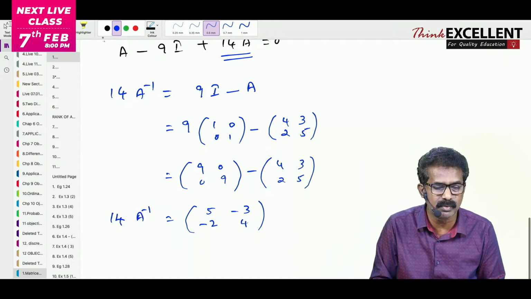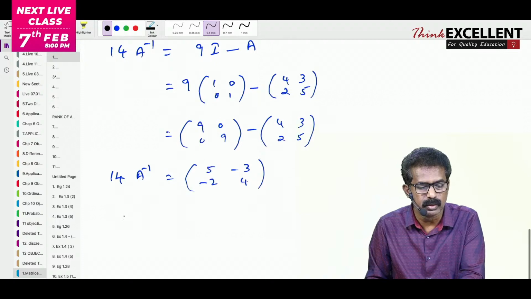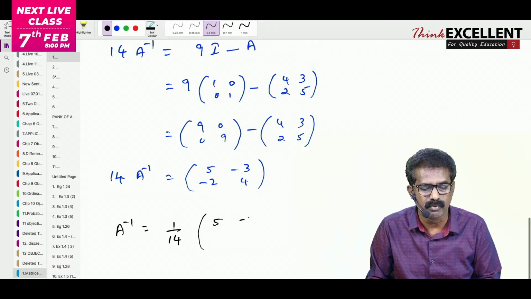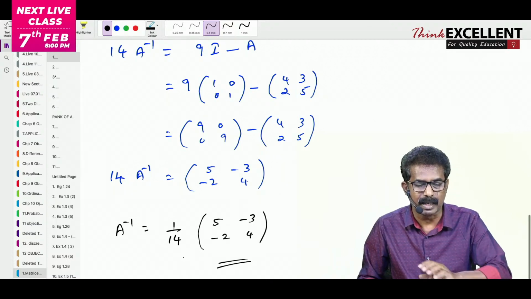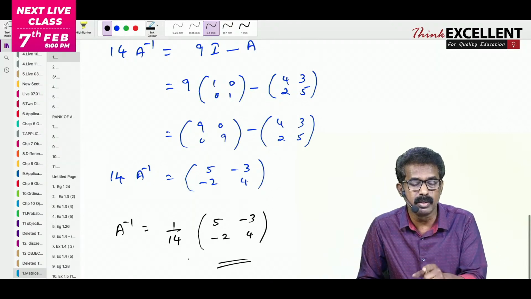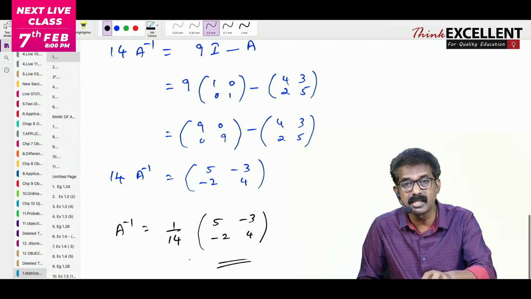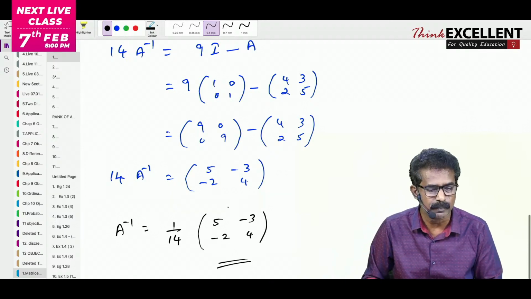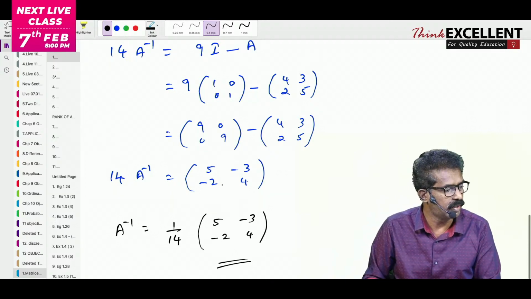This is 14 into A inverse. We need A inverse, so take that 14 to the denominator. A inverse is equal to 1 by 14 into 5 minus 3 minus 2 4. One of the very important questions. Practice it. You have to find X and Y, and from that result find A inverse. If you want you can verify directly. Hope you understood this one. Shall we go for the next question?